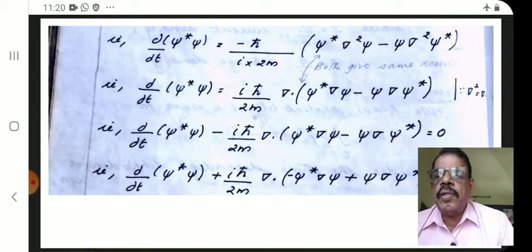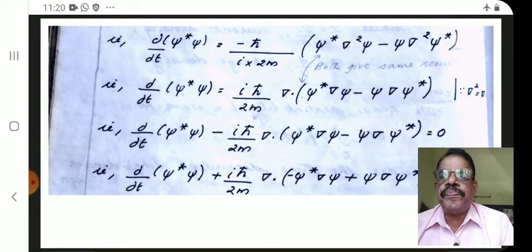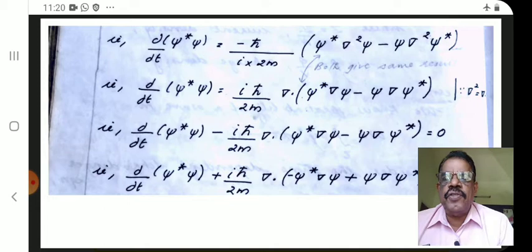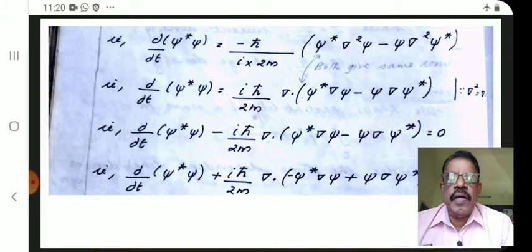Now ∂/∂t of ψ*ψ is equal to, 1 by i is minus i. So minus i will be taken to the numerator, minus into minus plus. iħ by 2m. Del we can take outside: del dot del. Del square is del dot del, so one del dot we can take outside. If you take it like that, there is no mistake. Del dot of ψ* del ψ minus ψ del ψ*.